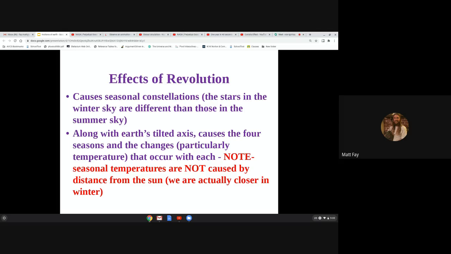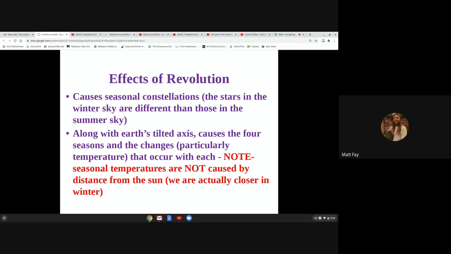Okay. So the revolution, along with the fact that the axis of rotation is tilted 23.5 degrees, like we saw in the diagram, causes us to have seasonal temperatures, that is, spring, summer, fall, and winter. Okay. So note, this is one of the largest misconceptions in earth science. Many people think that summer has warmer temperatures because the Earth is closer to the sun. That is false. The Earth is closer to the sun in December, early January.